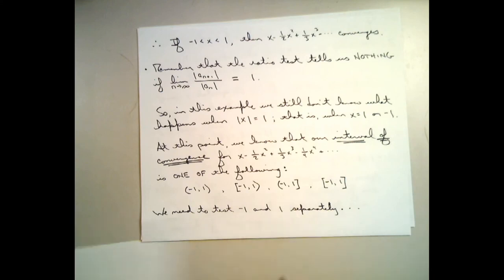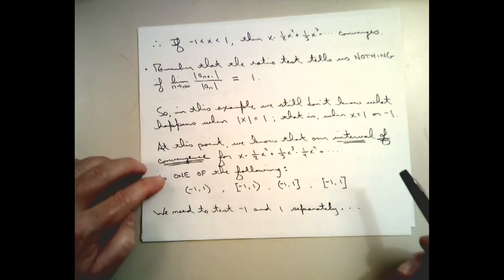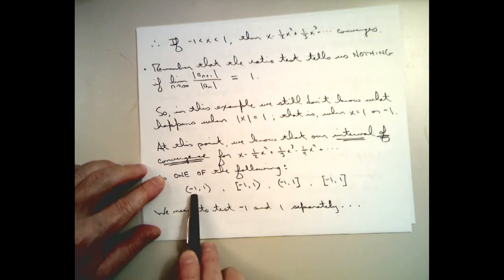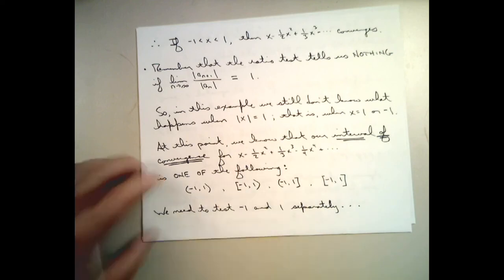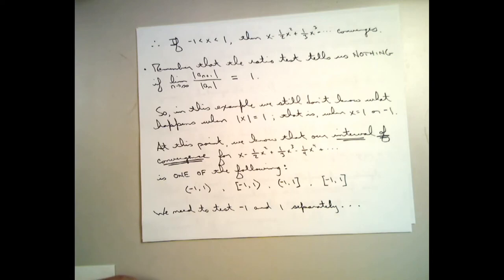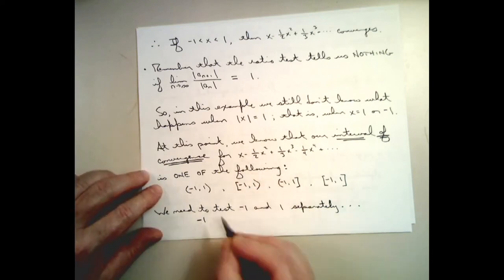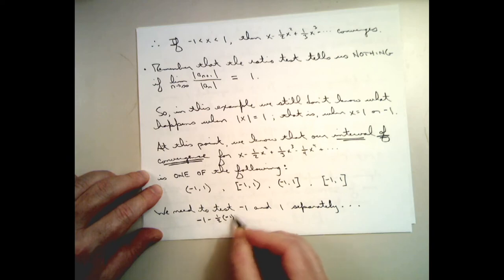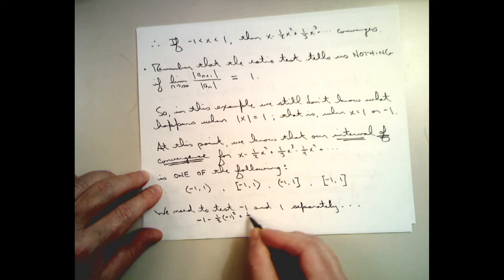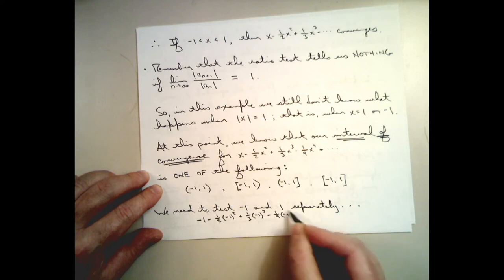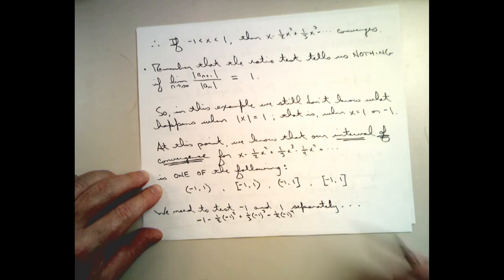All right, so let's go ahead and test them separately. Where's our series again? Here it is. So if x is -1, what does this series look like? Well, if x is -1, then what I've got is -1 minus a half times -1 squared plus a third times -1 cubed minus a fourth times -1 to the fourth, and so on.